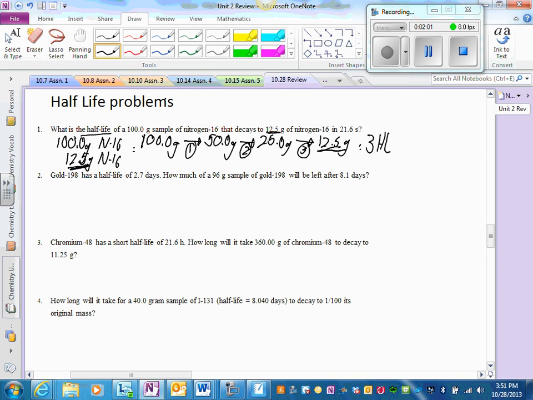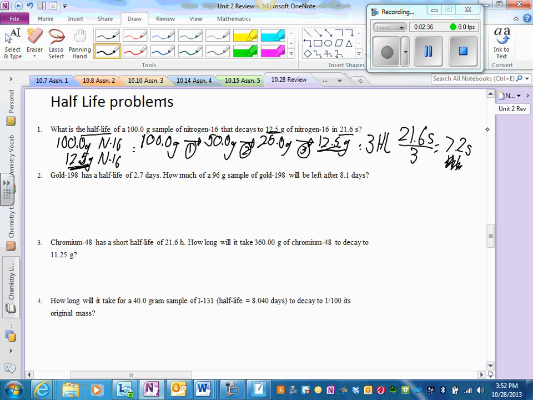So the question said, what is the half-life? It didn't ask how many, it said what is the half-life. We can see from this question it took us 21.6 seconds to get from 100 grams to 12.5, and that was 3 half-lives. Therefore, 21.6 seconds divided by 3 should give you the half-life of nitrogen-16. So 7.2 is the half-life.